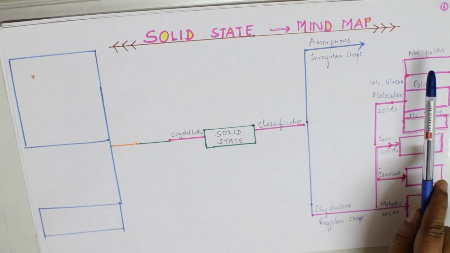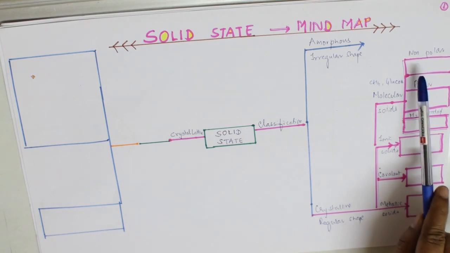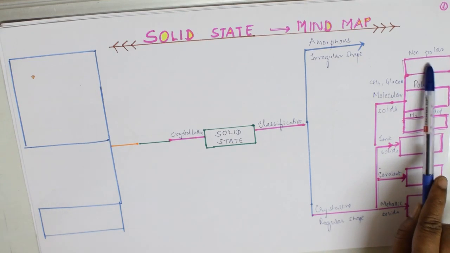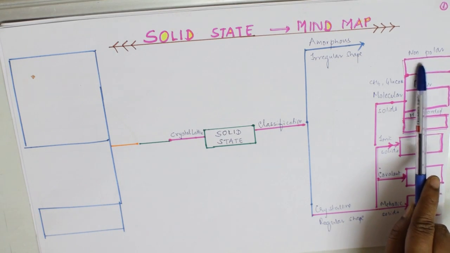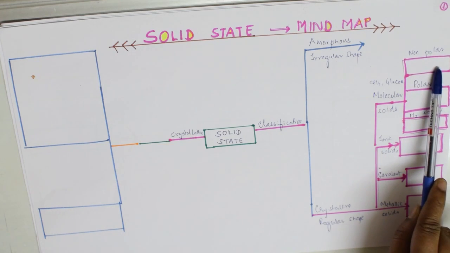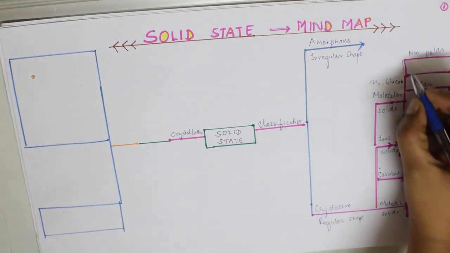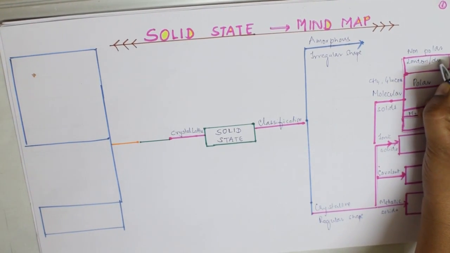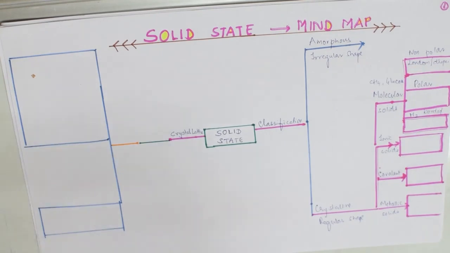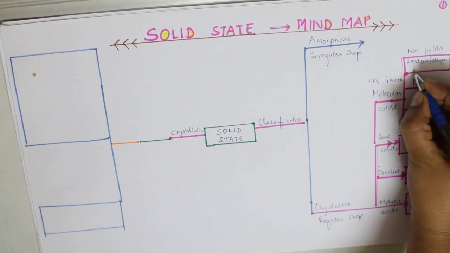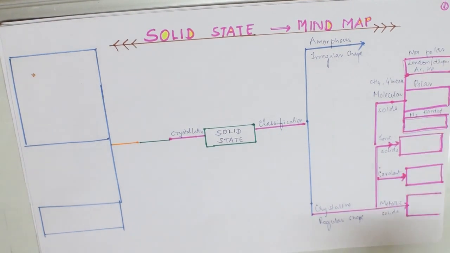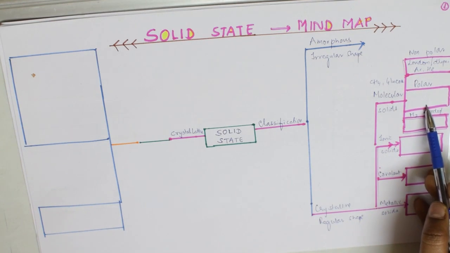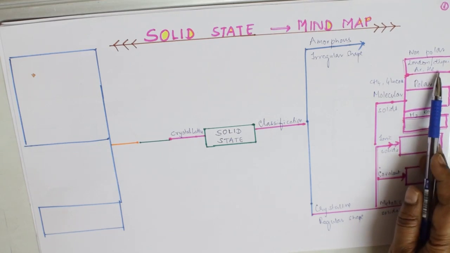Now when it comes to non-polar solids, here what are the constituent particles? In non-polar, it can be atoms or molecules. But what are the forces which are acting? So atoms and molecules are held by weak dispersion forces or London forces, remember. So I'm writing the forces here. In non-polar solids, London forces or dispersion forces will be acting. So what is the best example of this? Argon and helium.